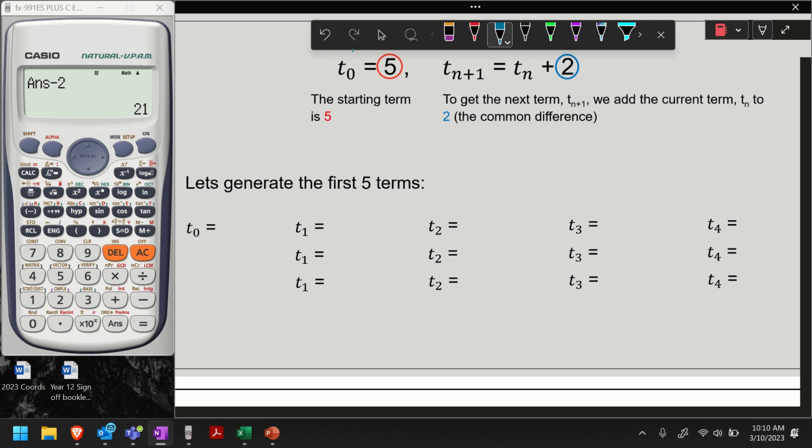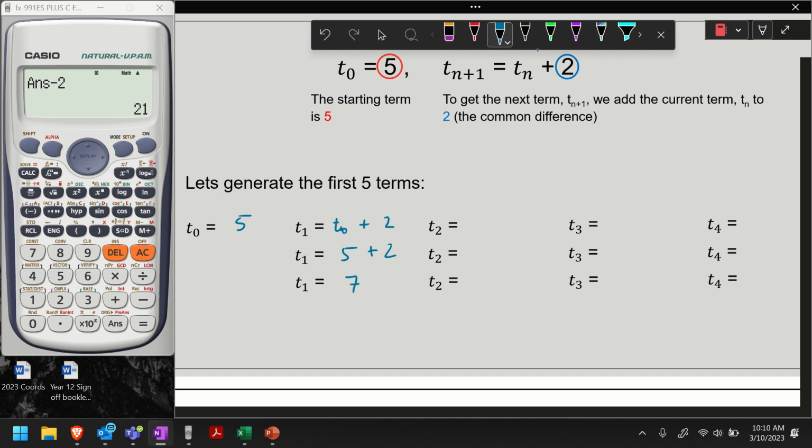So let's start here. Sienna, what's the starting number according to this recurrence relation? 5. So we're going to go T0 equals 5. That's the first thing. Easy. Now T1, how do you get T1? According to the recurrence relation, it's going to be whatever number you have so far, or the previous number, plus 2. So to get T1, it's T0 plus 2. Attila, what's the value of T0? It's going to be 5, plus 2. So that means T1 is equal to 7.